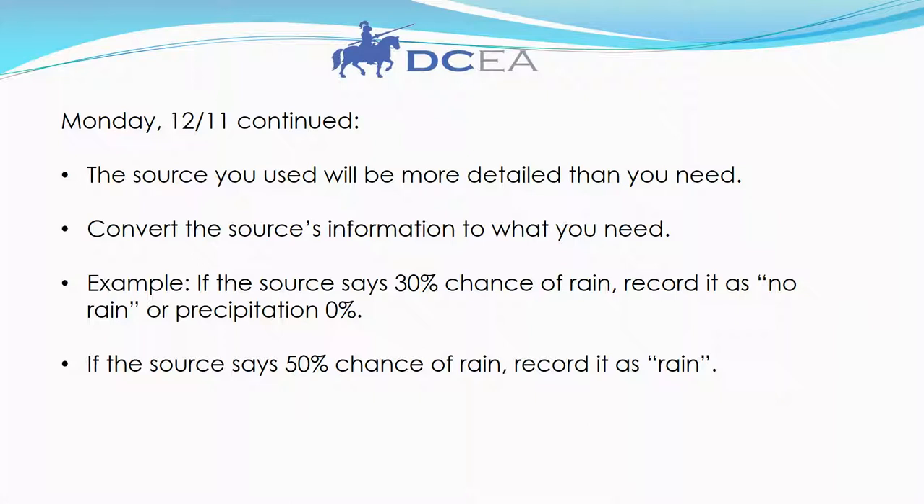The source that you use will be more detailed than you actually need, so convert its information to fit what you've already been writing in your chart. So, for example, if the source says 30% chance of rain, that's very little chance. So you can put down precipitation, or I've been writing 0% if there has been no rain. If the source says 50% chance of rain, then go ahead and record it as rain. That's a pretty good chance that there will be some. Just change the information they give you to match up to the type of information you've been putting on your chart.